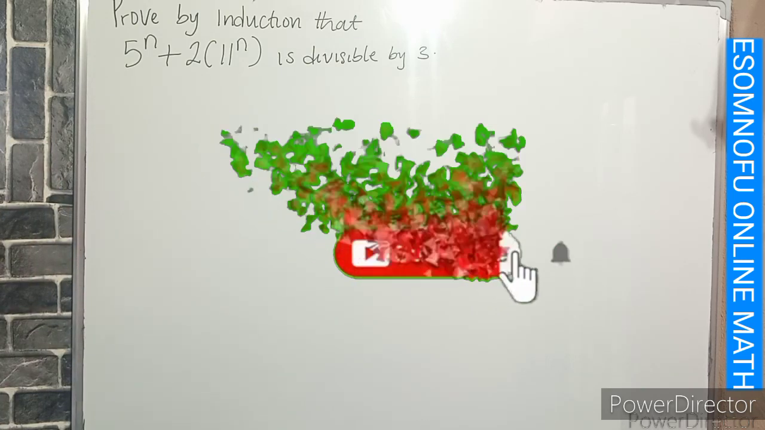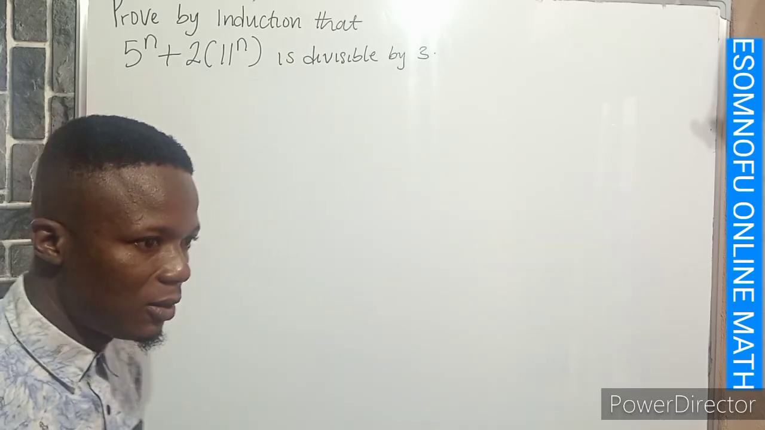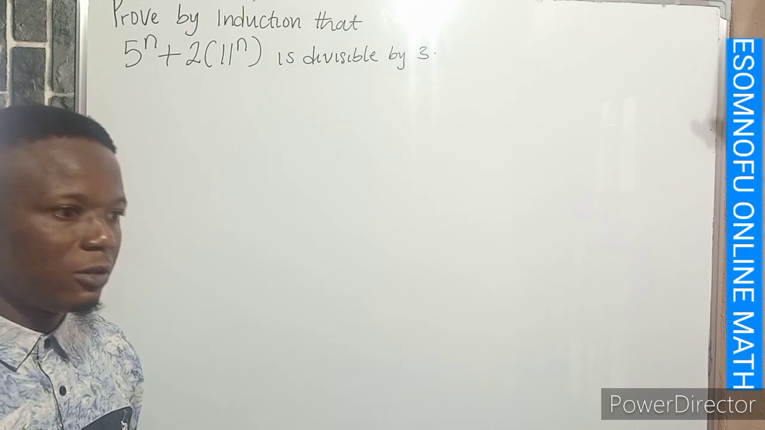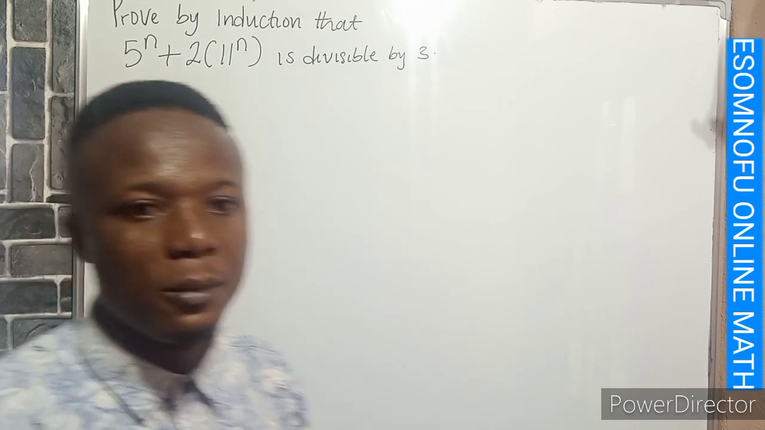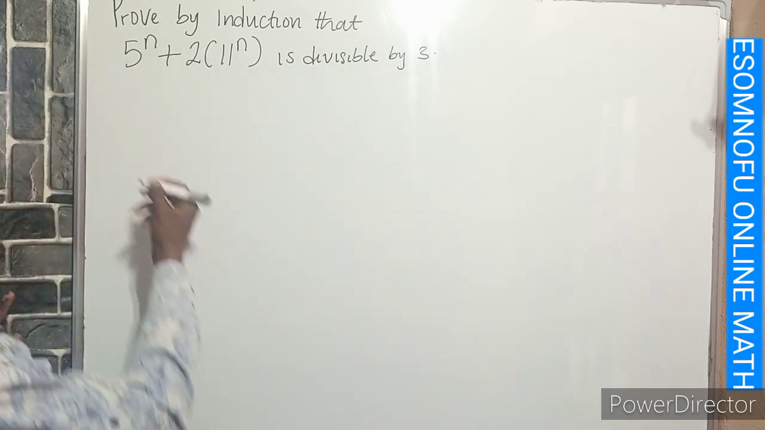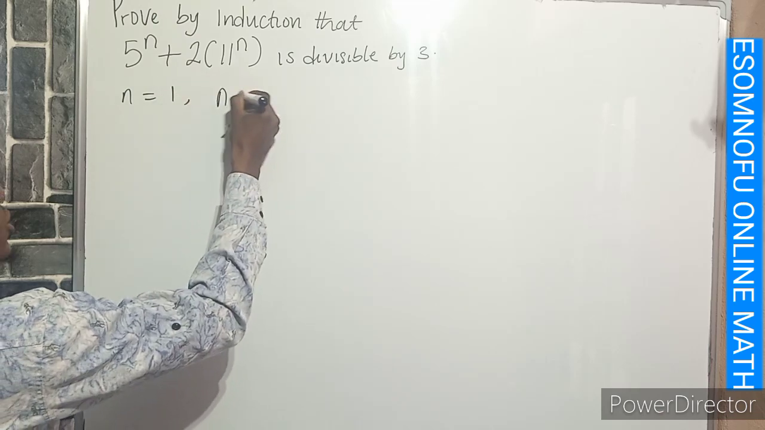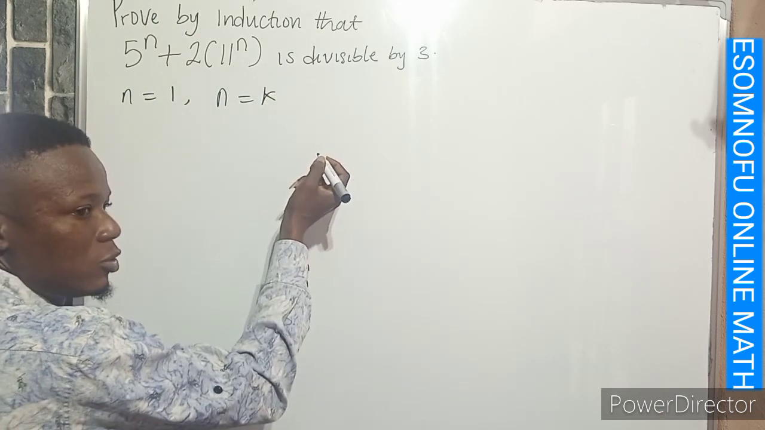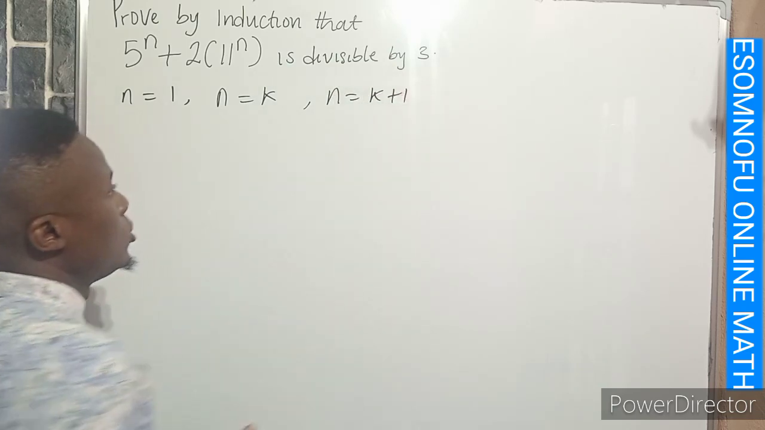Now, for you to prove that anything is divisible by any number or any term, three conditions must be satisfied according to the principle of mathematical induction. The first condition is that n equal to 1 must be satisfied. Then you assume that n equal to k is true, and n equal to k plus 1 is true.